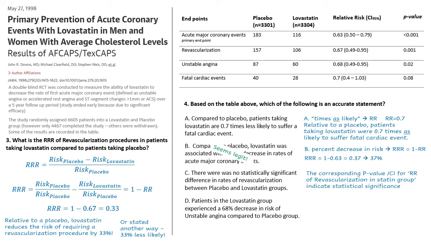Answer choice D. Patients in the lovastatin group experienced a 68% decrease in risk of unstable angina compared to the placebo group. This question makes an incorrect interpretation of relative risk reduction, which in this case would be 0.32. Also, this piece of data is a great example of how confidence intervals can be more useful than p-values. The p-value for unstable angina indicates a 2% chance that the result was obtained due to randomness, and thus communicates that it is statistically significant. However, the confidence interval ranges from 0.49 to 0.95, which seems to suggest that a 50% reduction in risk and almost no effect on risk are both consistent with the data, which indicates an inadequately powered study.